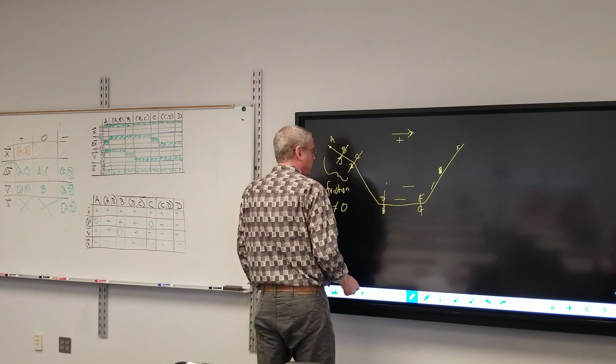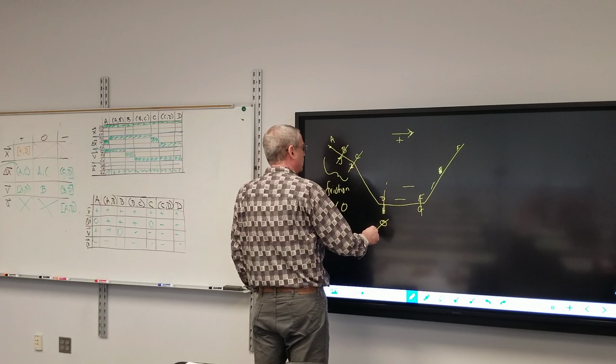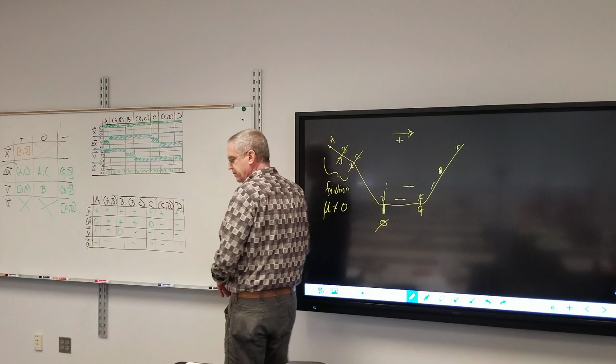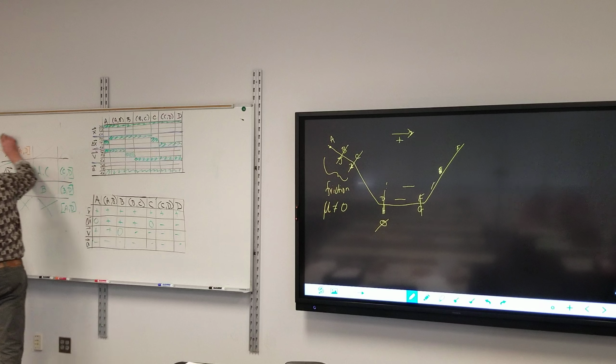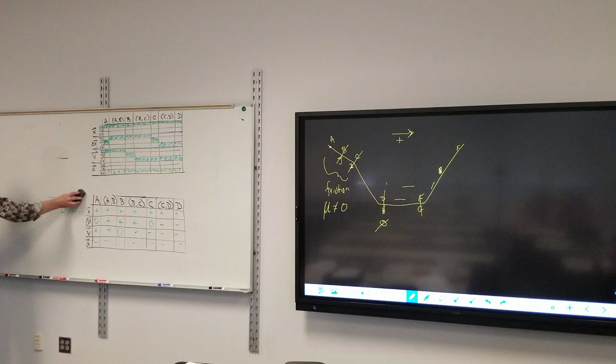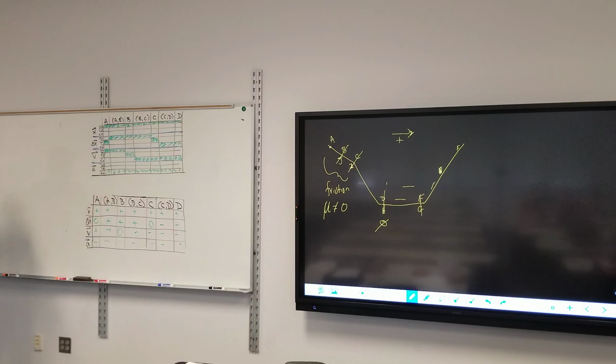I need to establish an origin, so we'll make this the origin. And I think that's it. So I've got position, displacement, velocity, acceleration. I have A, B to B, B, D to C, C, C to B.